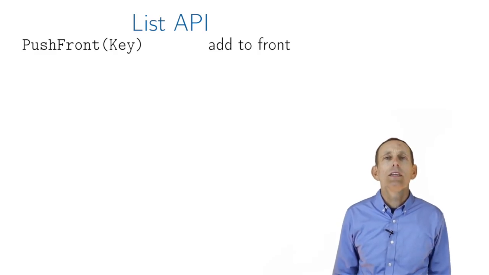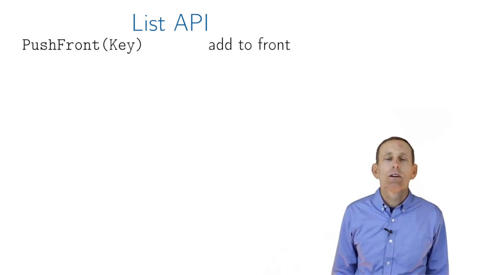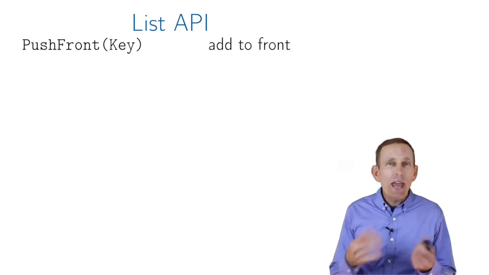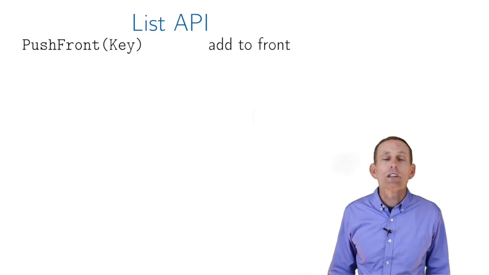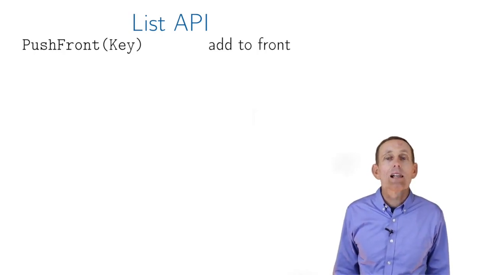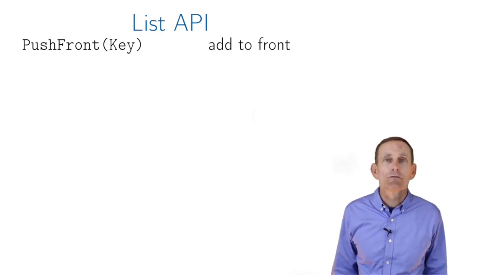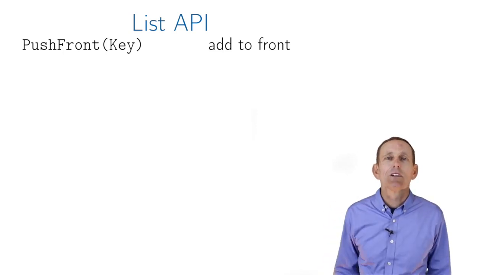What are the operations that can be done on a linked list? Okay, there are several of them. And the names of these sometimes are different in different environments and different libraries, but normally the operations provided are roughly these. So we can add an element to the front of the list, and that we're calling push front. So it takes a key, adds it to the front of the list.